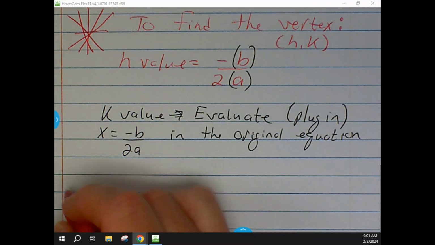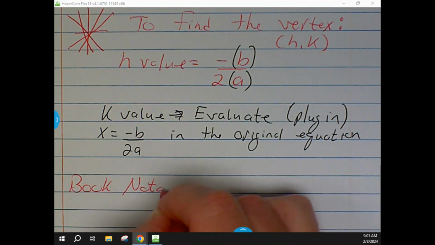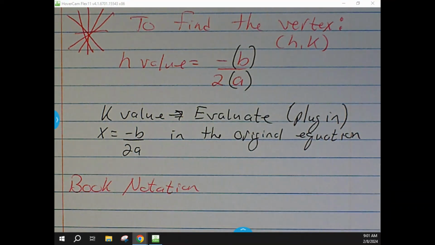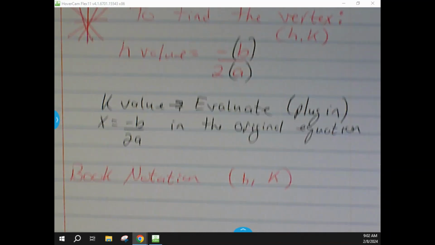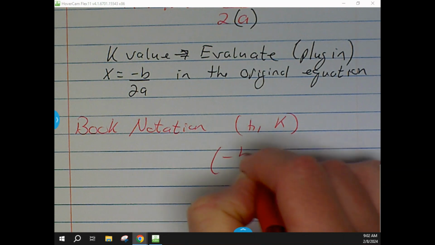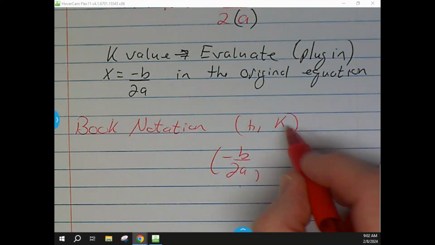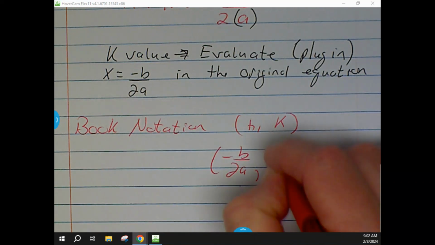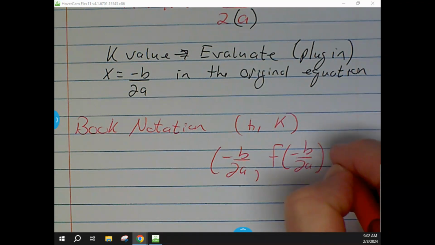Now, if you're looking in Math Excel, or at anything reference-wise for books and other stuff for this one, pretty much every book has the same notation for the vertex. So instead of having h and k, they're going to show it to you like this. The h value would be negative b over 2a. And then to show the k part, which is where we're going to plug this back in, they're going to put f of negative b over 2a.